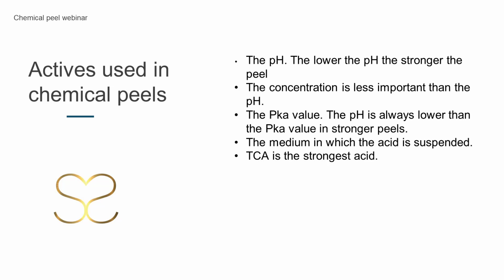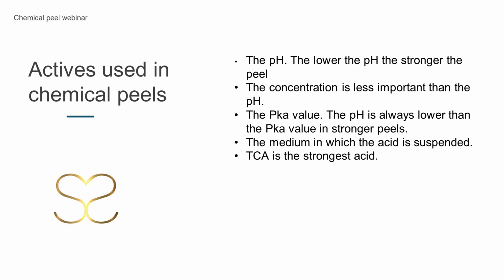However, if we have 2 glycolic acid peels that both have a pH of 1.7, but one has a 20% concentration and the other has a 50% concentration, the 50% will naturally be stronger and penetrate deeper.